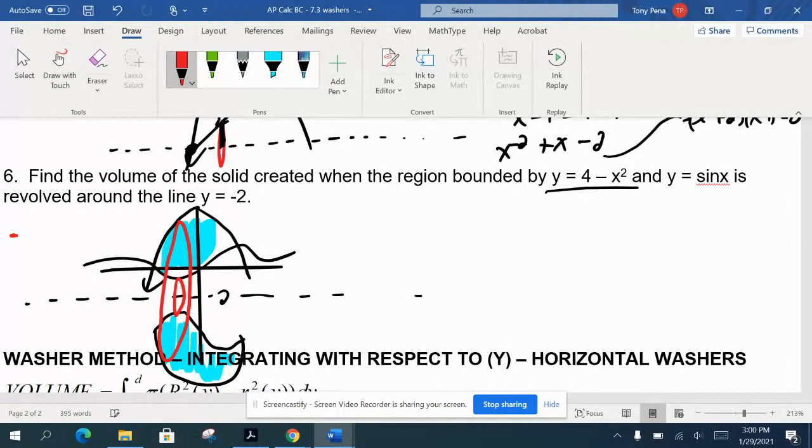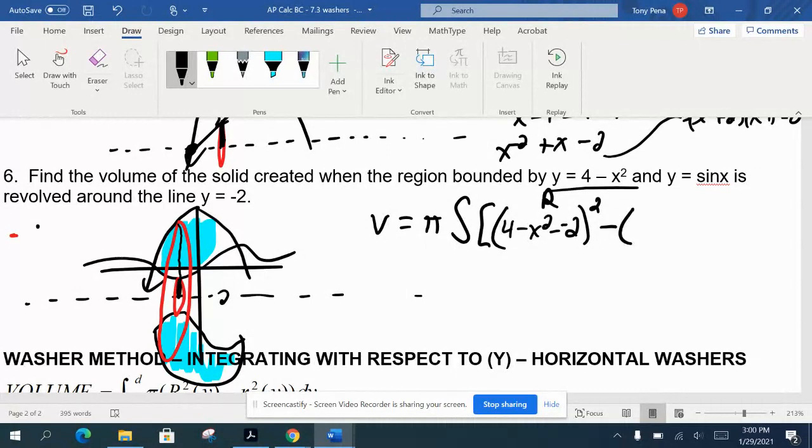Big circles, little circles. And again, you can pause me, I'm guessing at this point. We're feeling pretty good about this. This is the last one vertical, and then we'll do 1 or 2 horizontals here in a second. So when we go to set this up, you have your pi. If we want the big radius, that's going to go from the parabola down to negative 2. Minus, and then we go to the little circle here. That's the sine curve bordering the little circle on top, the negative 2 is still the bottom, so that's our little radius. And then our width is dx.